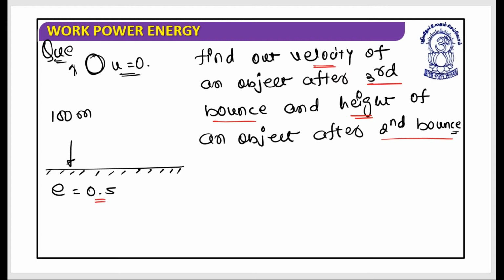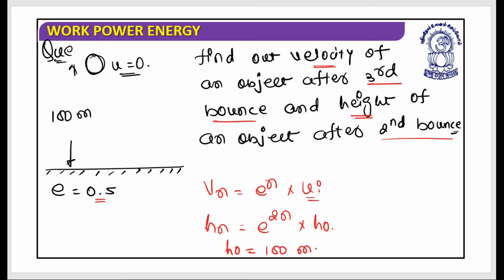You have been given e equals 0.5. The relations are Vn equals e to the power n into u initial, and Hn equals e to the power 2n into initial height. I have an initial height of 100 meters, but I don't have an initial velocity. So let's calculate it: when it reaches the ground, it should be root of 2 g h, and h is given as 100.